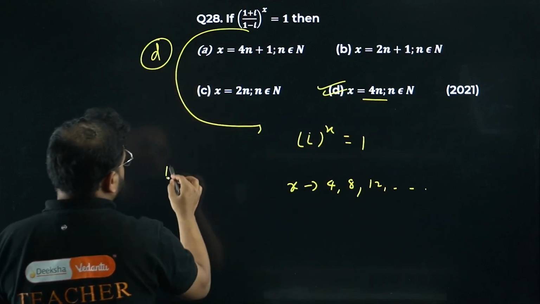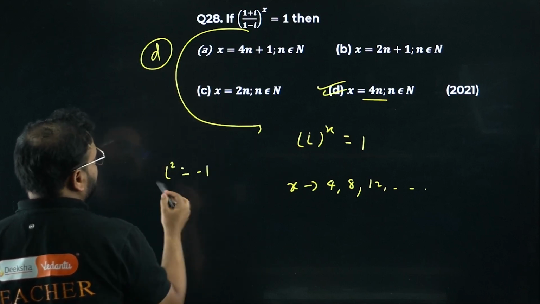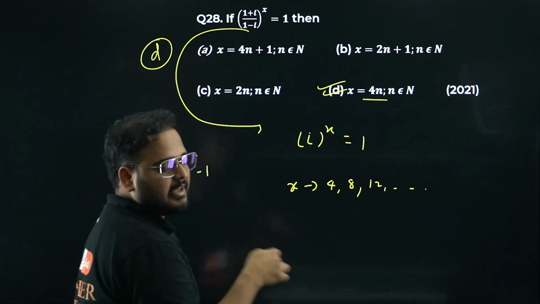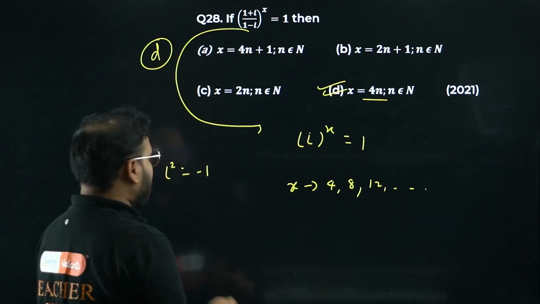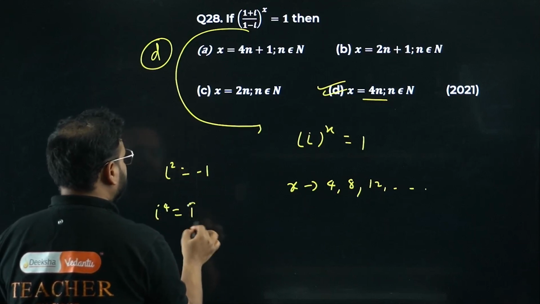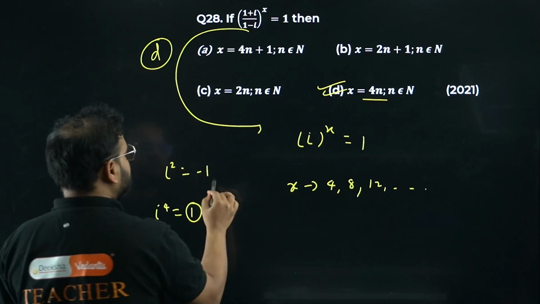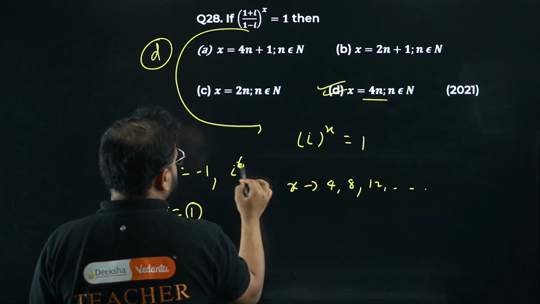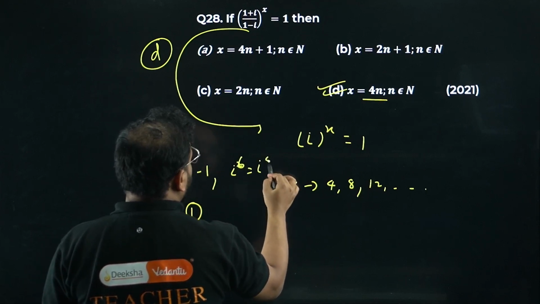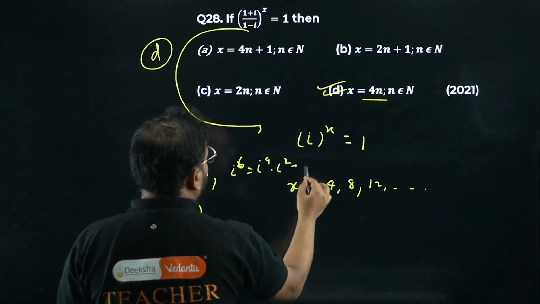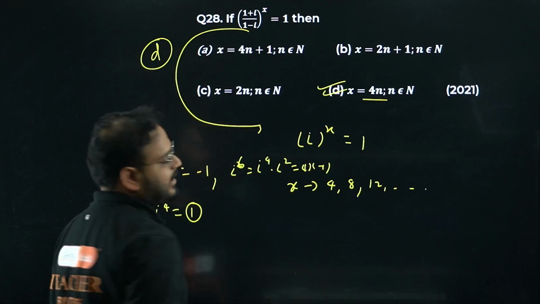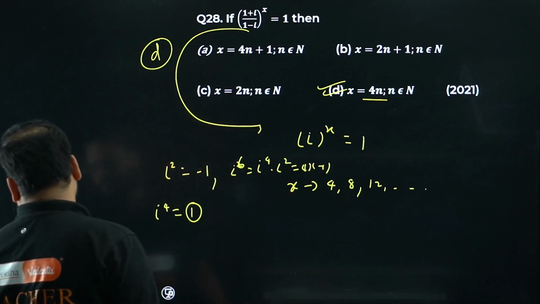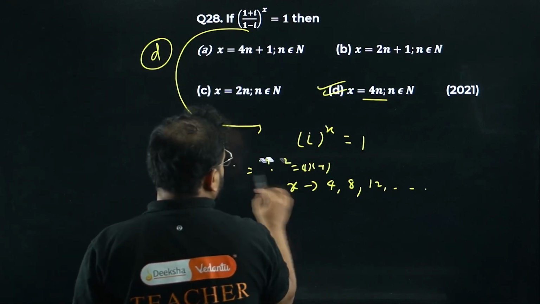Sir, we know this. i squared is minus 1. So you can't take multiples of 2. If you take i power 4, it is 1, correct. That's okay. But if you take i power 6, it becomes i power 4 into i power 2, please check. So you'll have 1 into minus 1. How much is that? Again minus 1. If you want, I can show it again. Don't worry. I'll show you the i power 6 part.